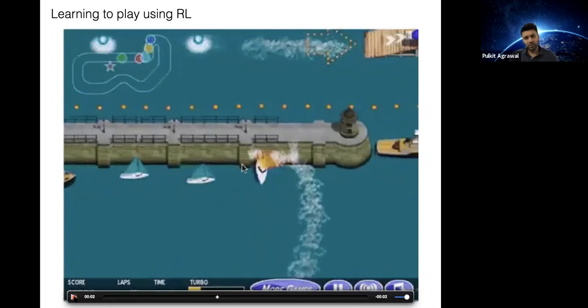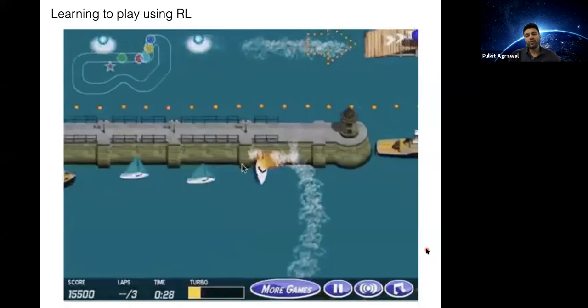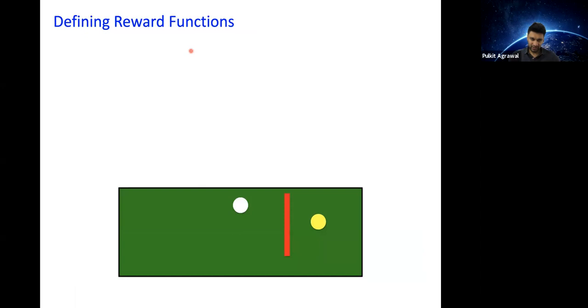And this is one more example of reward hacking. So what do we do when we are faced with these problems? Let's study this with the help of a simpler example.